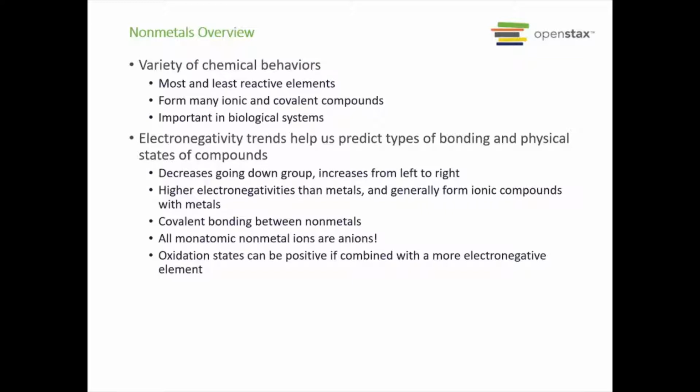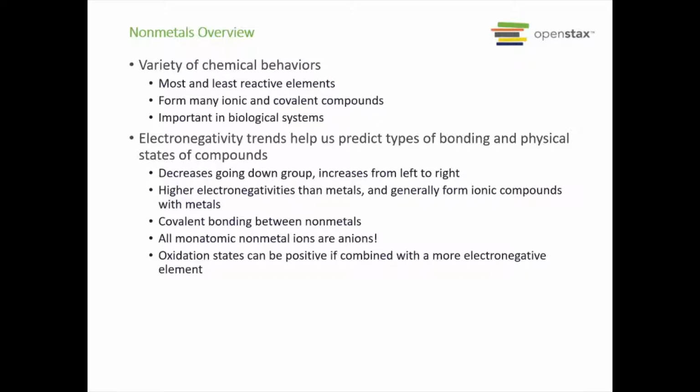We can use electronegativity trends to predict the type of bonding and the physical states of the subsequent compounds they form. Just a reminder, electronegativity decreases when you go down a group and increases going from left to right on the periodic table. Nonmetals have higher electronegativities than metals and generally are going to form ionic compounds with metals. So remember, electronegativity is the want of an atom to have electron density around it. So nonmetals like to have electrons to fill their octets, so they like having electrons surrounding them.